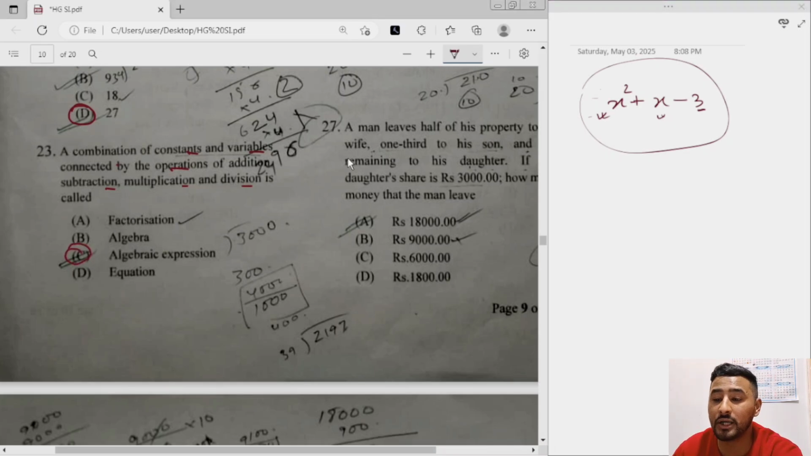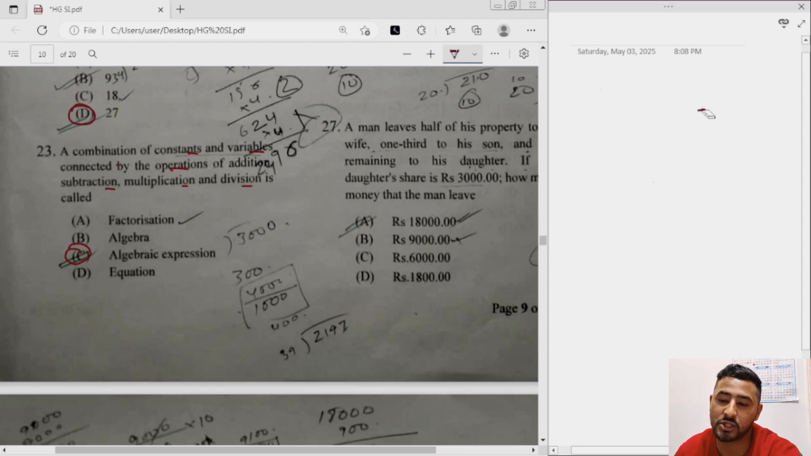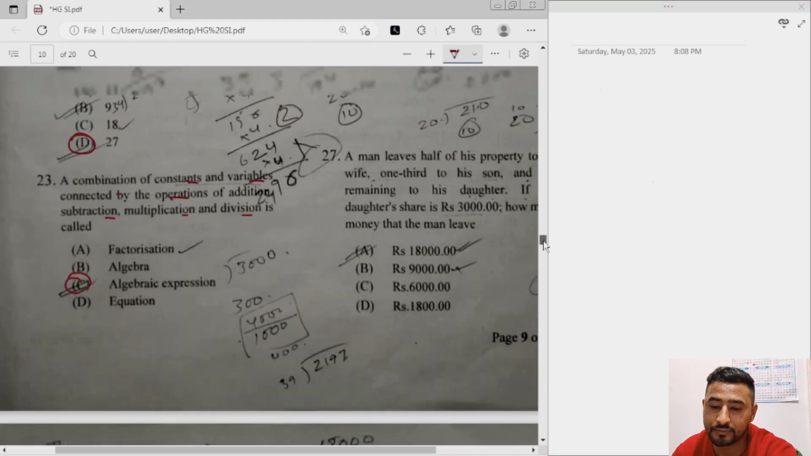Okay, an algebraic expression. Why not an equation? Until I give an equal to. Suppose I write one more: x plus x minus 3 equals, and on the right hand side if I write 4, this will make an equation. Okay, clear? So this is an algebraic expression. Let's go to 24.